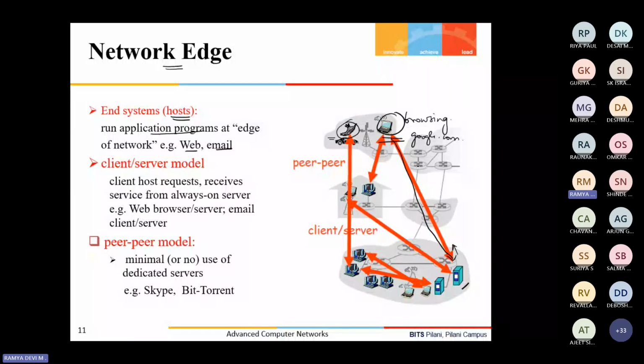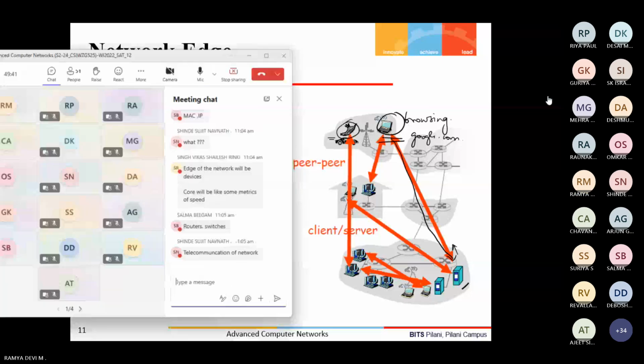The next one is the peer-to-peer model. In the peer-to-peer model, I cannot say there will not be any dedicated servers, but we'll be minimizing the use of dedicated servers. The device will act as both client and server, so it will share the resources directly with each other. Applications like Skype and BitTorrent use the peer-to-peer model. Users communicate and share data without a central server to manage the process. Fine. Any doubts as of now?